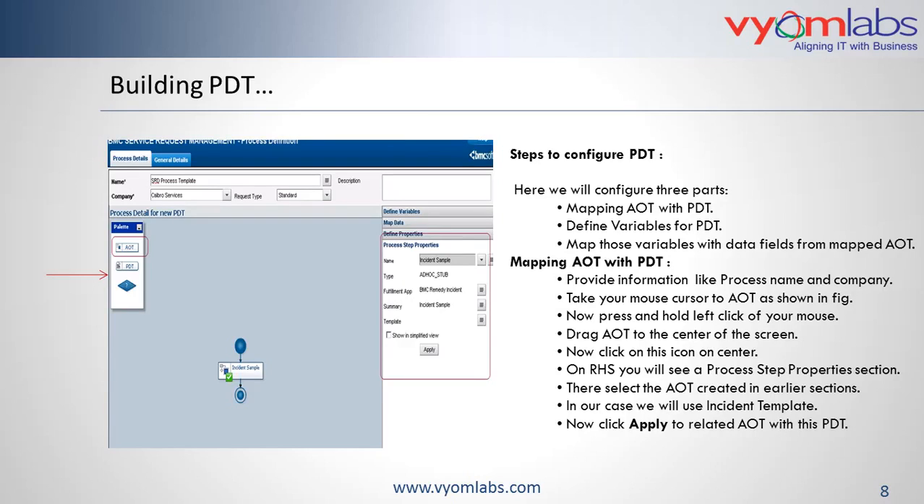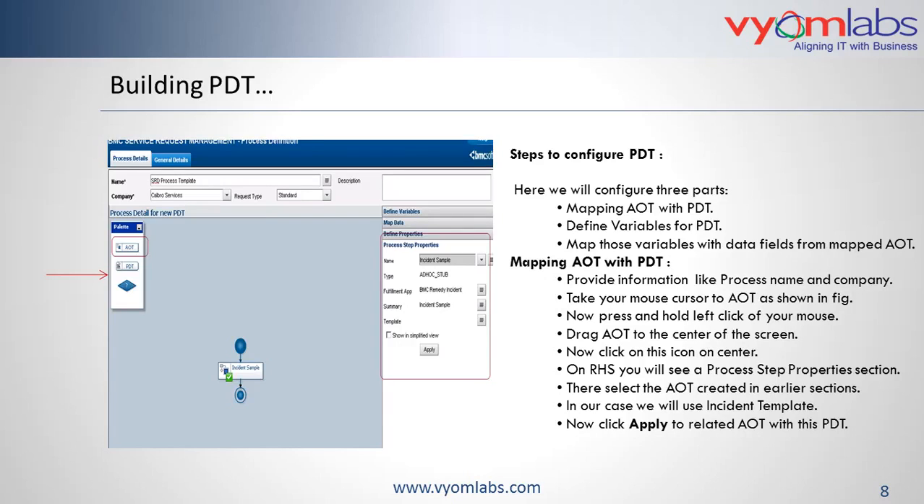Once this is provided, we take our mouse to the AOT section which is marked in red. Then we hold the left click of the mouse and drag this AOT to the center of the screen. You can see we have already dragged this to the center of the screen. You can also read through the steps to understand it better. Once we drag it to the center of the screen, we click on this icon.